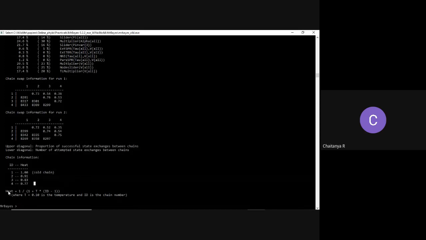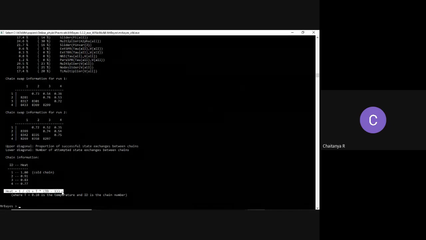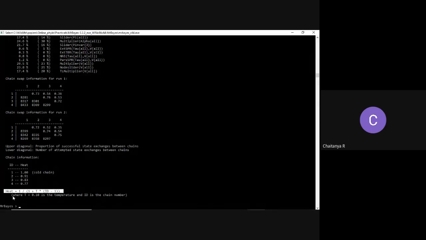Okay, and you guys remember this hideous formula from that presentation, right? It's the same thing. So this is how the heat value or the beta value is calculated. Everyone clear? Everyone with me now?